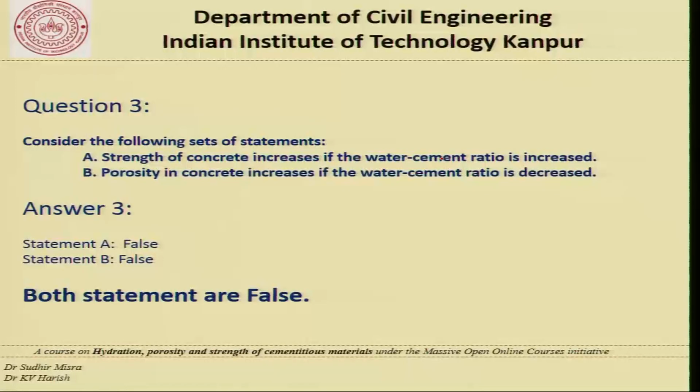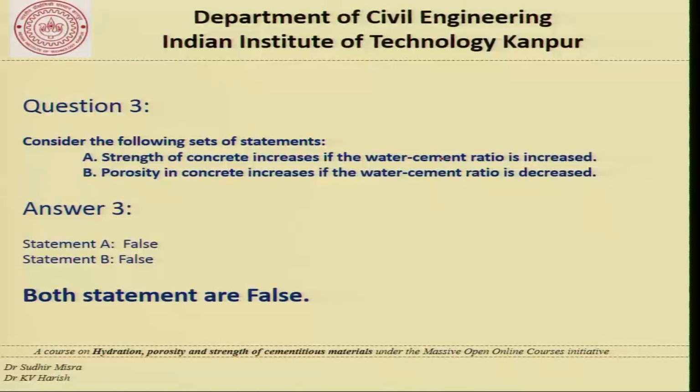Coming to the third question, which said that the strength of concrete increases if the water cement ratio is increased, this statement is actually false, because as the water cement ratio increases, the free water available beyond the amount of water which is used for hydration increases, the porosity also increases, and therefore the strength goes down.